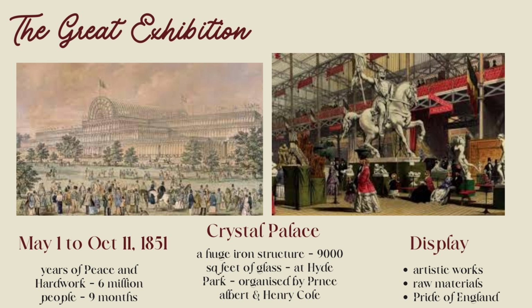and the artistic works and raw materials were collected from across the world, because the British Empire stretched from east to west. So they collected raw materials from each and every corner of the world, and they were exhibited there. And we could even see the Kohinoor diamond there.